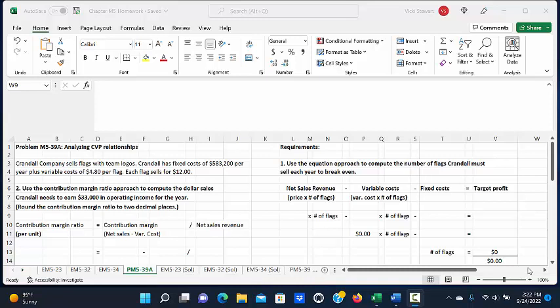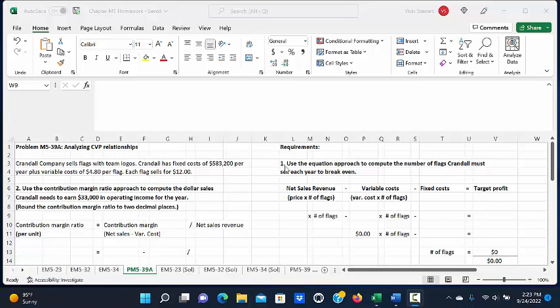This is a demonstration of problem M539A, analyzing cost, volume, profit relationships. Crandall Company sells flags with team logos. Crandall has fixed cost of $583,200 per year plus variable cost of $4.80 per flag. Each flag sells for $12.